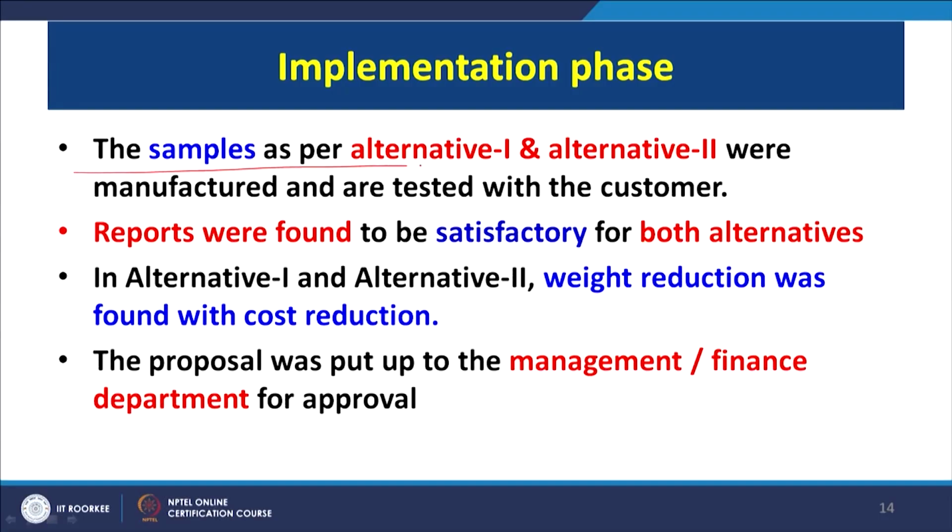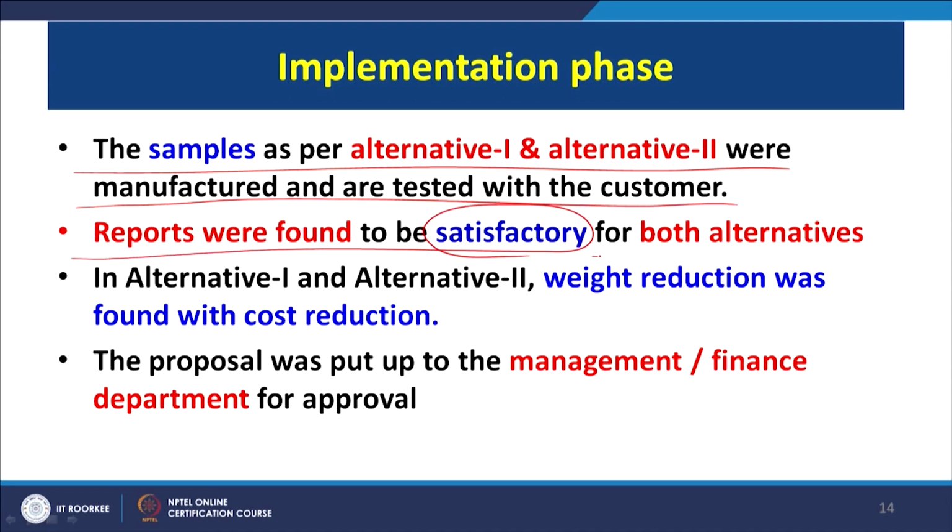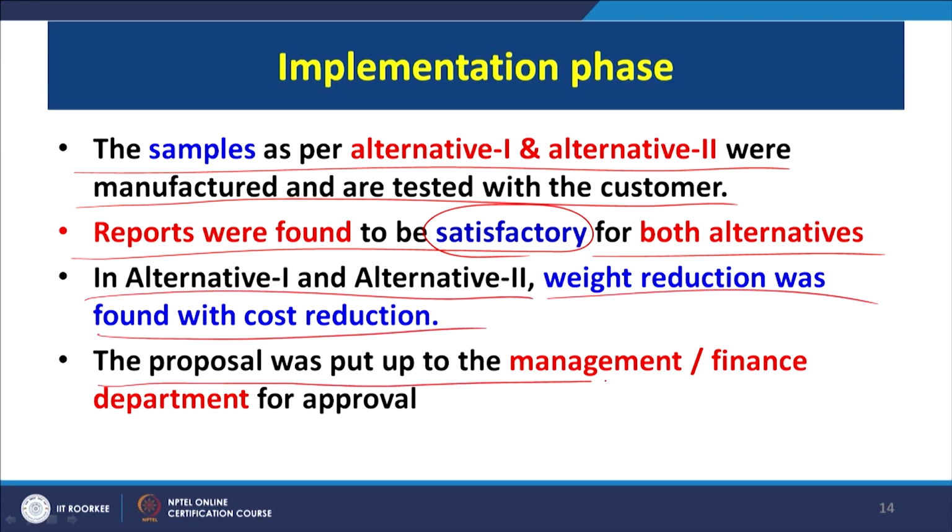So if we implement this, the samples as per alternative 1 and 2 were manufactured and tested with the customer, and reports were found to be satisfactory for both alternatives. In alternative 1 and alternative 2, weight reduction was found with cost reduction. The proposal was put to the management finance department for approval.